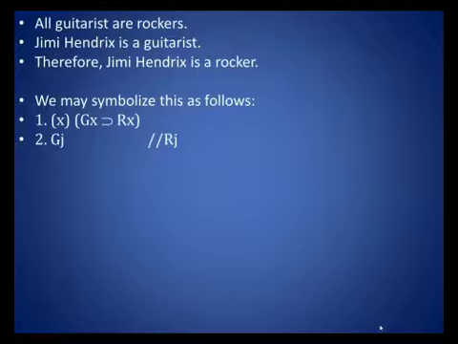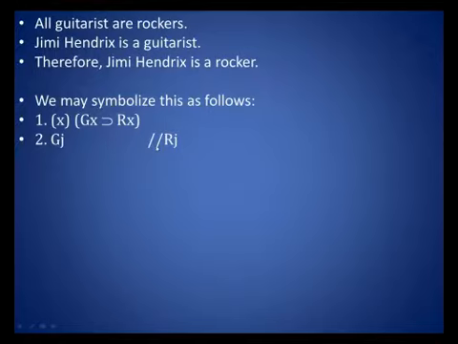Now hopefully this is familiar with you at this point. But remember, what we have going on here, because it says all guitarists are rockers, is a universal statement, which of course we symbolize with a universal quantifier. And remember, all our universal statements are going to be displayed as conditionals. My second premise, Jimi Hendrix is a guitarist, is a singular statement because it's about a person, place, or thing, mainly Jimi Hendrix. So that is represented by capital G for guitarist as our predicate, and then lowercase j for Jimi.